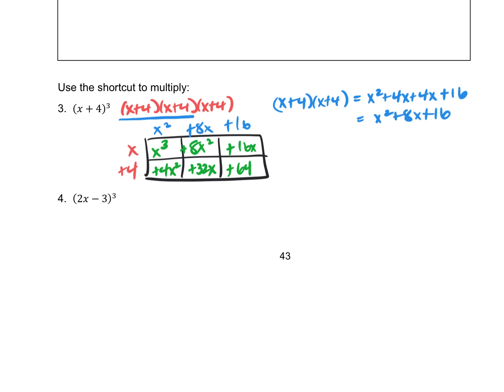Now I combine my like terms, so my final answer, x cubed plus 12x squared plus 48x plus 64.